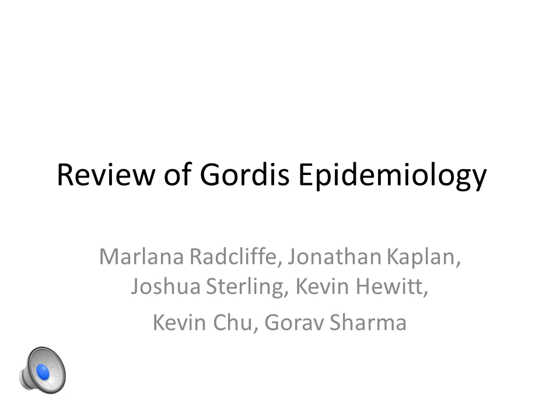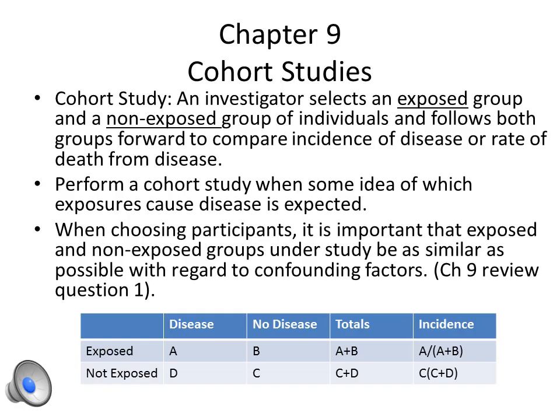This is our final epidemiology project. The first chapter deals with cohort studies. A cohort study is when an investigator selects an exposed group and a non-exposed group of individuals and follows both groups forward to compare incidence of disease or rate of death from disease.